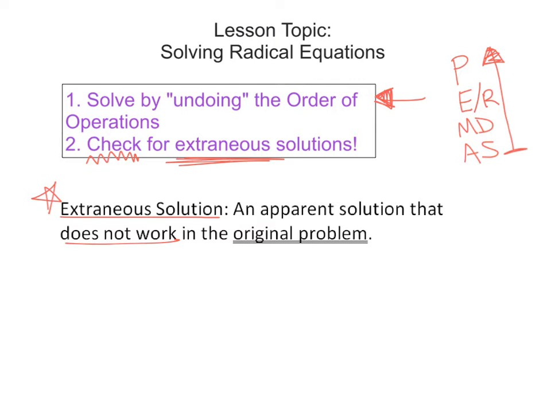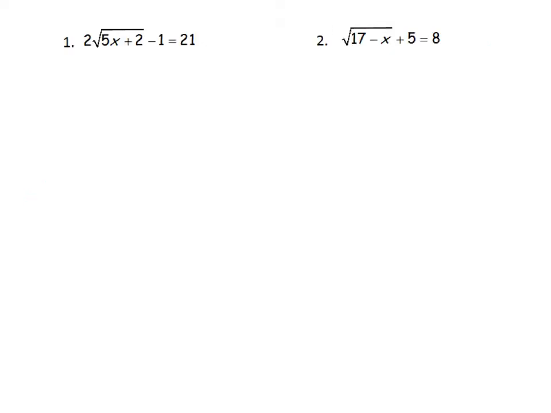Okay, so let's take a look at some examples. Example 1. Again, remember we are going to use the inverse or the reverse of PEMDAS, including this idea that exponents and radicals undo each other. And then we've got multiply, divide, add, and subtract. So we're going to start here and work our way up.